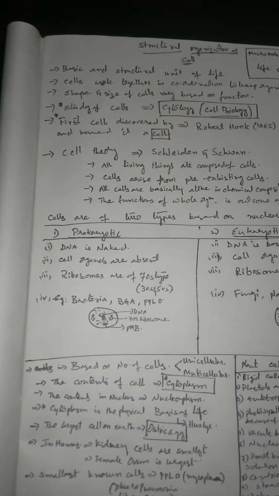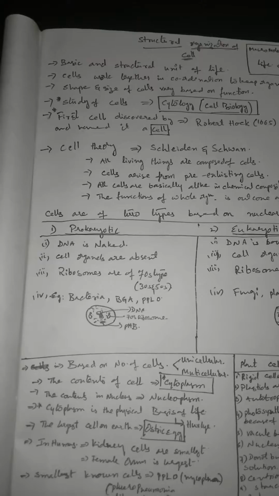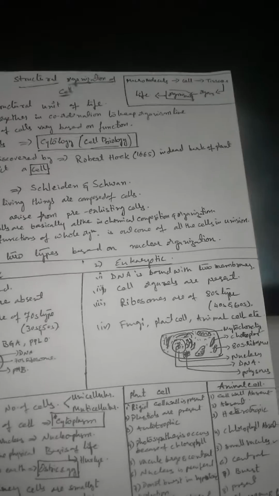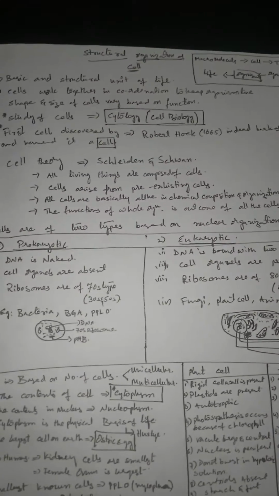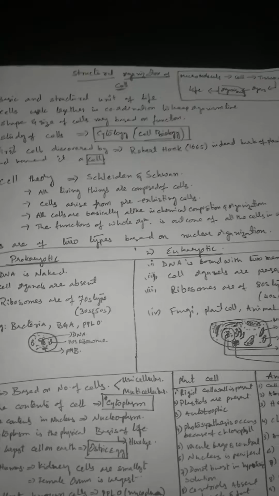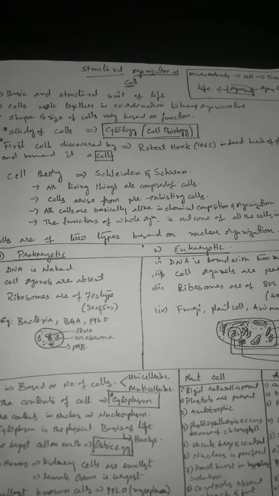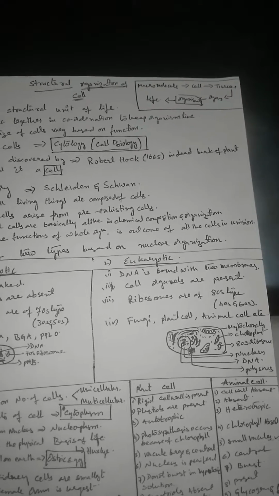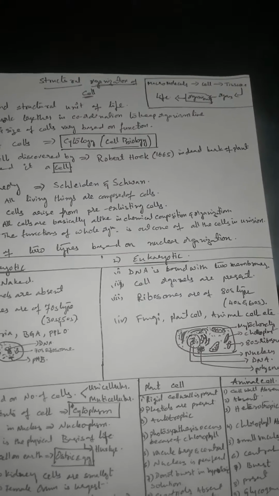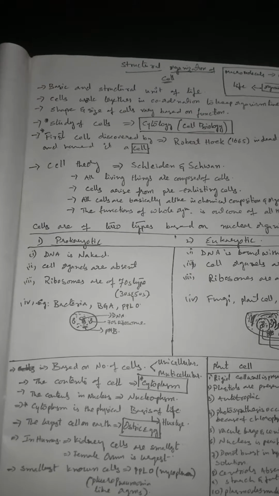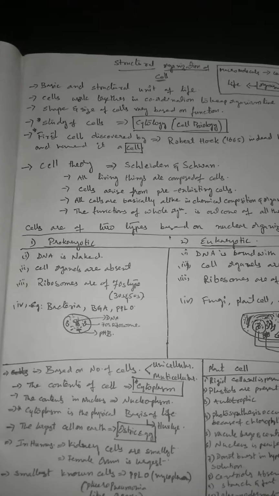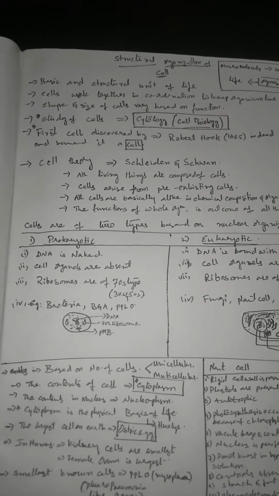The next important thing is that ribosomes are of the 70S type in prokaryotic cells and the 80S type in eukaryotic cells. The 70S ribosomes can be further classified into two subunits, that is 30S and 50S, and in eukaryotic cells there are 80S ribosomes, which can be further subdivided into 40S and 60S. What are the different examples of prokaryotic cells? Bacteria, blue-green algae, PPLO. These are different examples of prokaryotic cells.